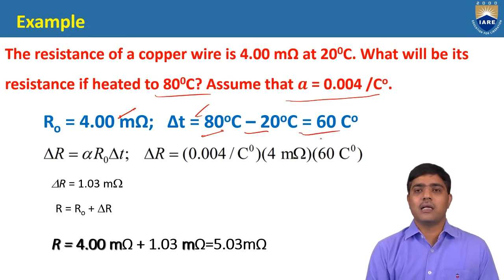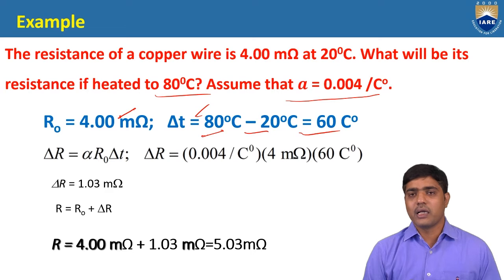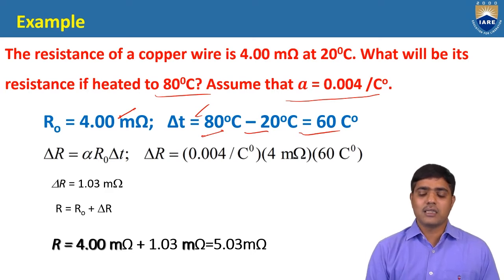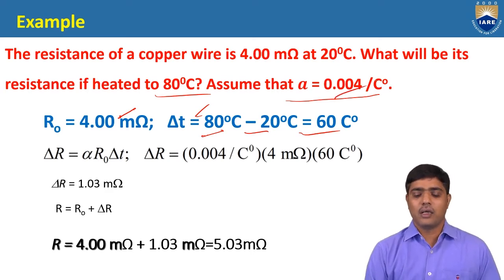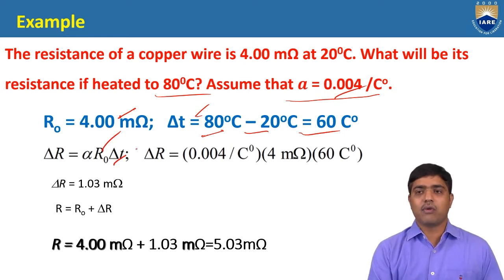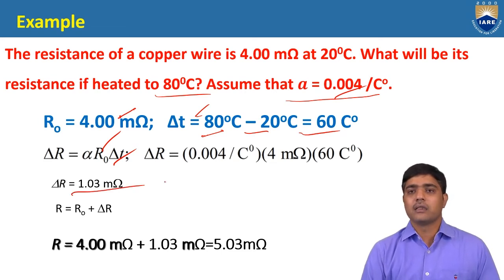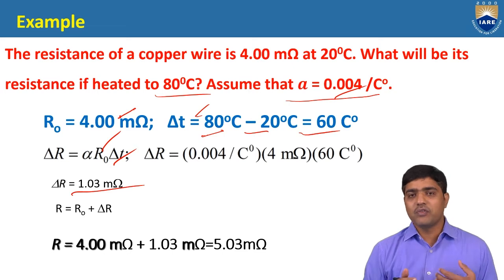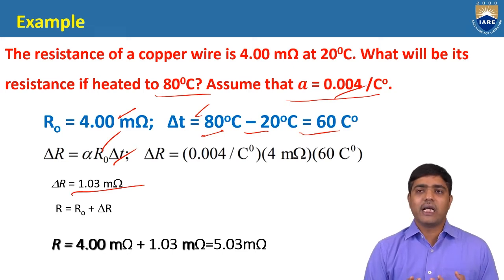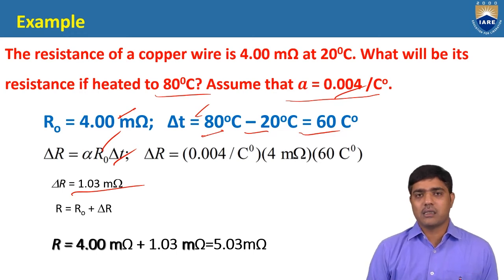Now what is delta R? That is alpha R naught into delta T. Alpha is given as 0.004, R naught is 4 milli ohms, and delta T equal to 60. If you substitute all those values, the change in the resistance is going to be 1.03 milli ohms. So because of the rise in the temperature from 20 degrees centigrade to 80 degrees centigrade, there will be a change in the resistance of 1.03 milli ohms.